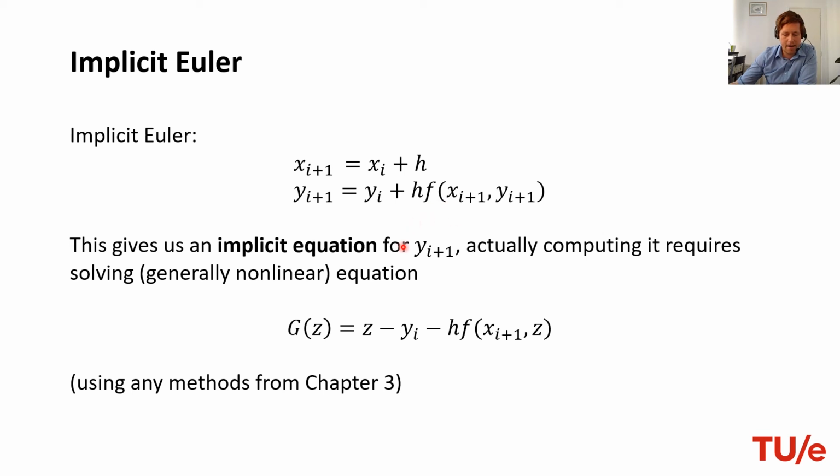So in order to find yi plus 1 from this implicit Euler equation, we need to solve this equation. And since f can be nonlinear, this is a generally nonlinear equation, which we then have to solve. We have to find the z for which this equation is equal to 0. That value for z will then be your new value at yi plus 1. That's your new numerical solution. You can solve this nonlinear equation using any of the methods that we've seen in chapter 3, for instance Newton's method or the secant method, whichever works.